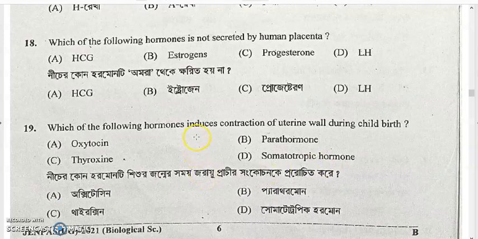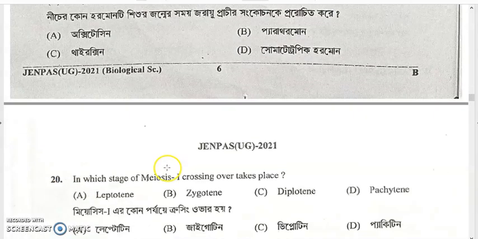Which of the following hormones induces contraction of uterine walls during childbirth? It will be oxytocin. Oxytocin is known as the birth hormone and milk ejecting hormone. The other options are parathormone, thyroxine, and somatotrophic hormone. So the answer will be oxytocin.